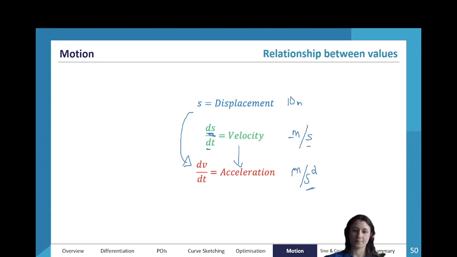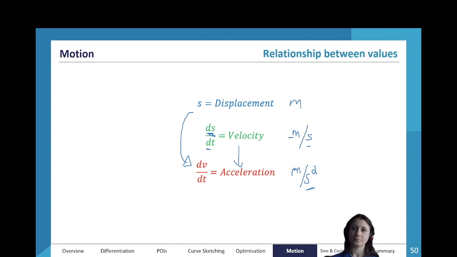All right? So this is just kind of like how to make sense of it in the real world. And this is how I would remember it when I was starting out with the year 12 content. Displacement is in meters, velocity is in meters per second, acceleration is in meters per second squared. Remember, displacement is how far away you are, velocity is how fast you're going, and acceleration is how your velocity is changing, the rate of change of your velocity.